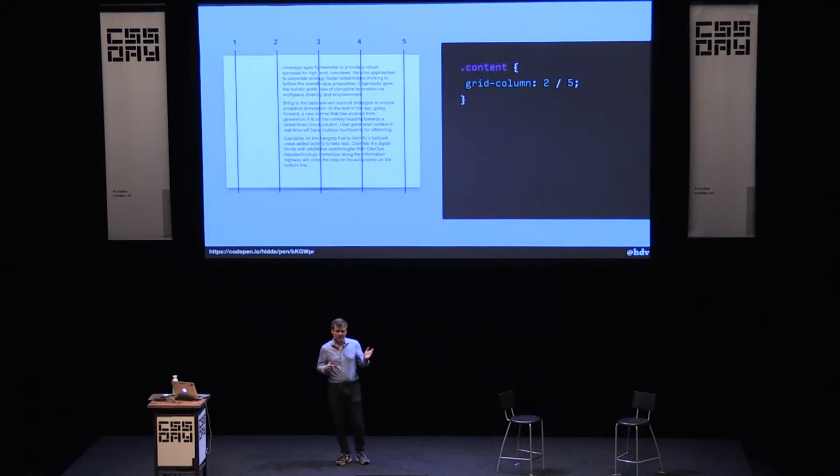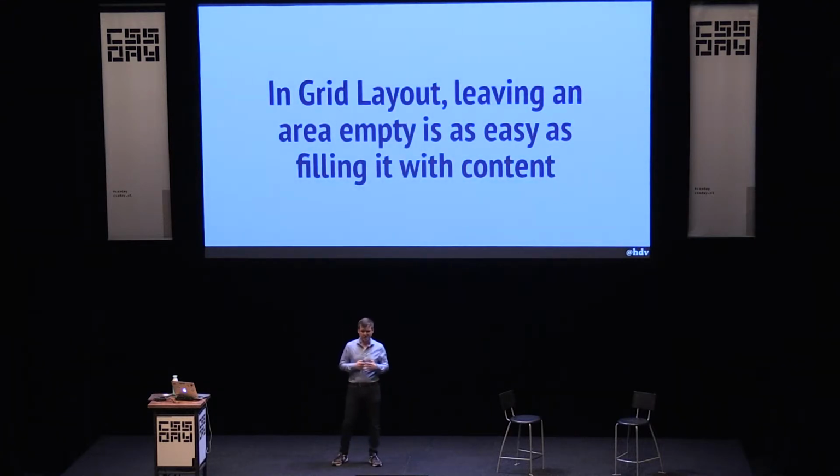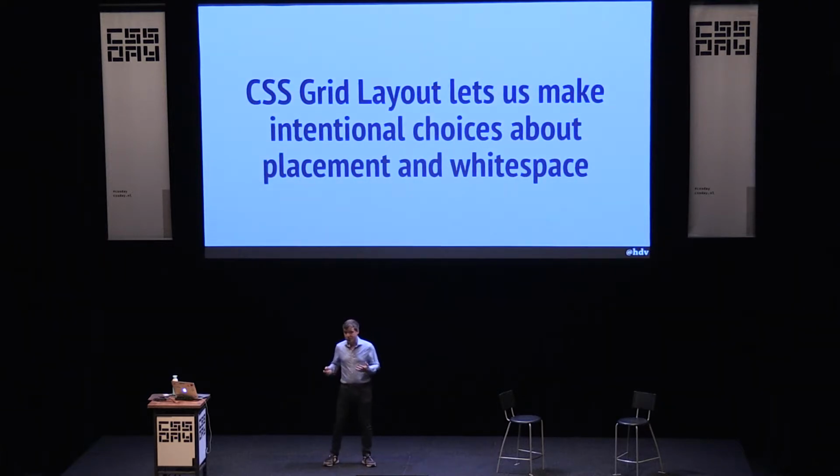And as you'll notice, the columns that I don't put any content in, they will just stay there. They won't go away, and they will just be part of your design. That's kind of the point of this example. So leaving an area empty is as easy as filling it up with content. That's something that we haven't had before and that we can now do with grid layouts. And let's just make intentional choices, like Chico recommended us to do. Think about these things. We can make choices where we want to put stuff and which parts we want to leave empty.